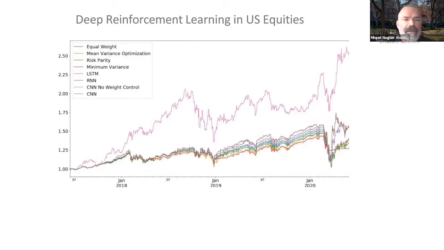Here you have the results. So you see that a CNN with no weight control delivers very good results. When I say weight control, we mean that if we introduce transaction costs, all of a sudden the neural networks pay a lot of attention to the costs. The fact that you can introduce transaction costs is actually useful, because then the neural net was not only paying attention to the forecast of the return, so to speak, but also to the costs of all these.